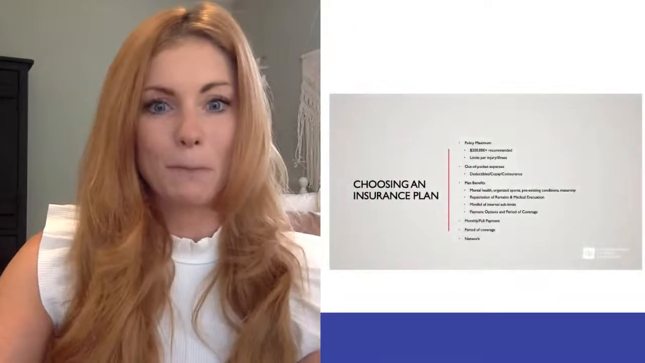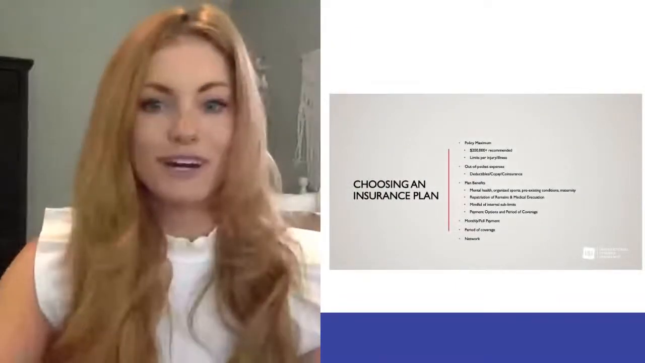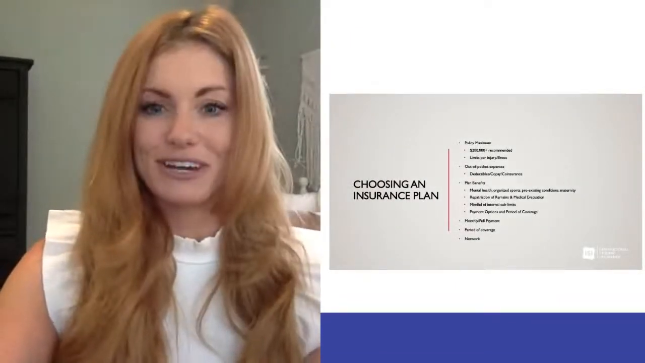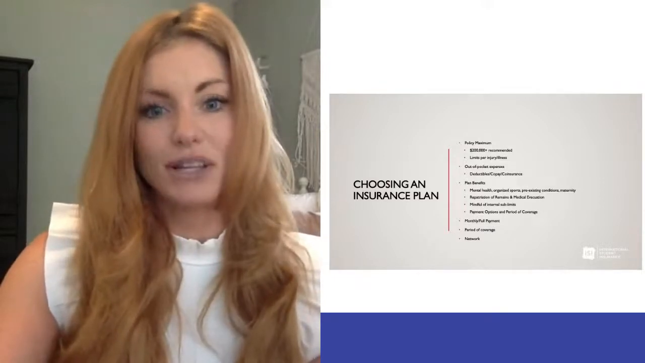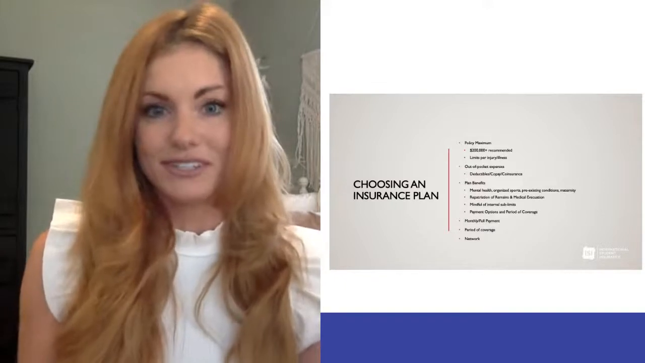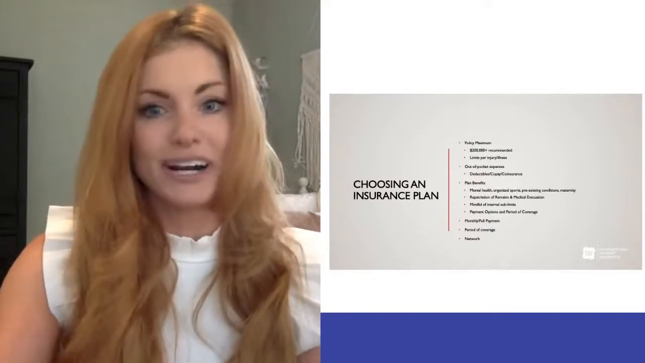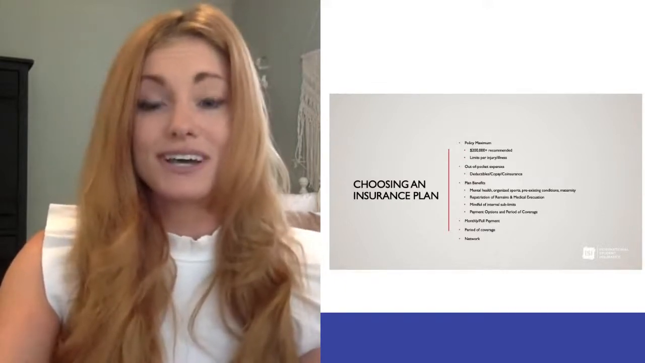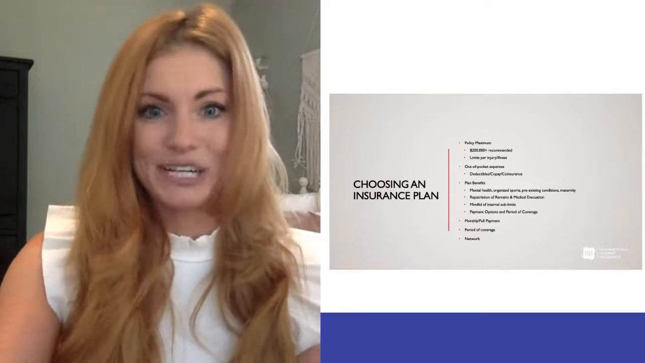Regardless of the type of plan that your school is enforcing, you'll want to familiarize yourself with the following terms so that you can understand how insurance works. And I'll show that slide to you in just a moment. Some things you'll want to look out for are, first, policy maximum. You want to make sure that your plan covers at least $200,000 and preferably more. As we have discussed, insurance costs can add up very quickly.